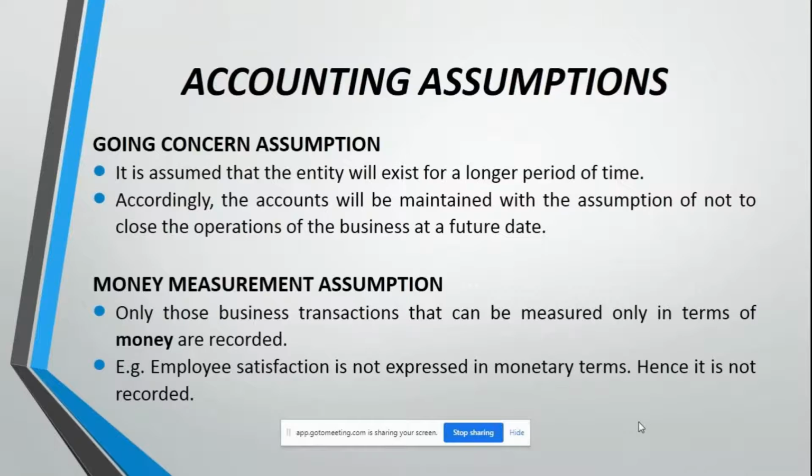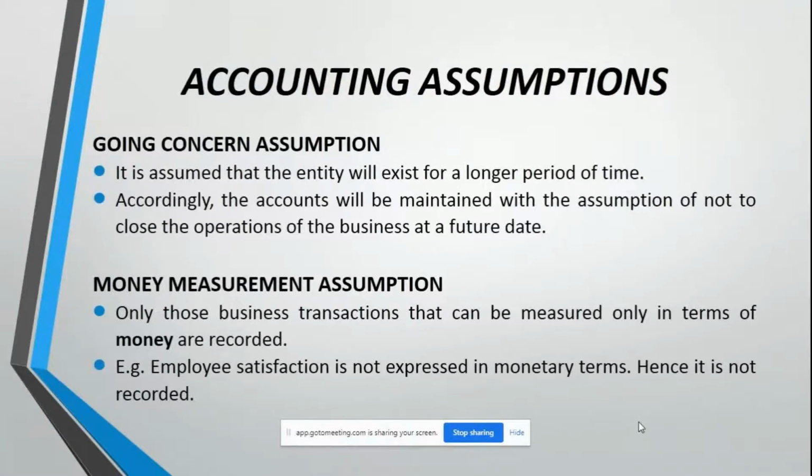So what does this money measurement assumption say? Whatever can be expressed in terms of money can only be recorded. Now, it can be a meager amount, it can be a huge amount. What is spent, what is meant for the business will find a place. Suppose I am providing my services free of cost, free of charge to one of my friends or to one of my relatives. I don't charge them a single rupee. Can it find a place in my company's books? No, never. Why? There is no consideration involved. Right? So such transactions don't find a place in our company's books.